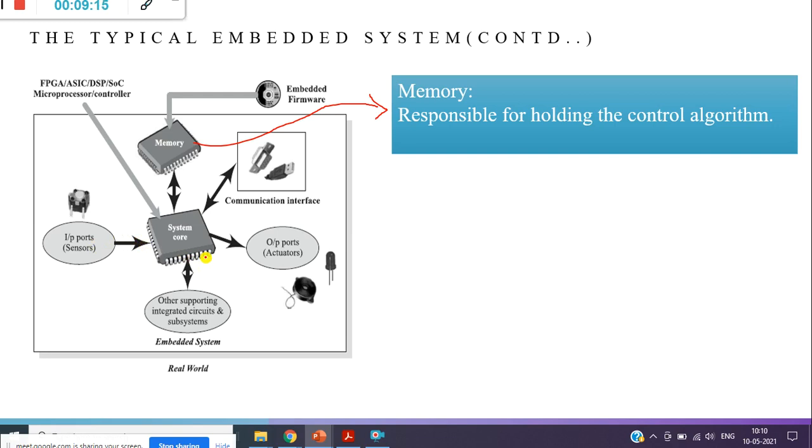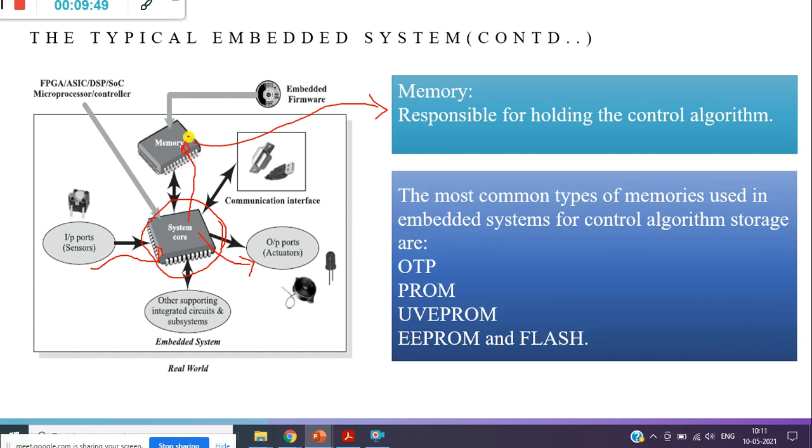If I need to activate or manipulate the output, then this has to send the signal to an actuator by reading the signal from the input device. Now, in order to perform this operation, there must be some instructions or a program, a set of instructions. That's what we call software, which has to reside in one of the memory systems, right? The memory is solely responsible for holding that control algorithm. And when I go to embedded systems, we have different types of memory systems.